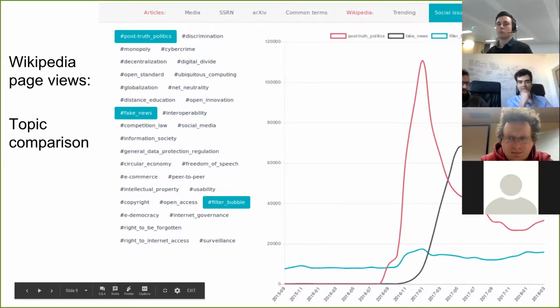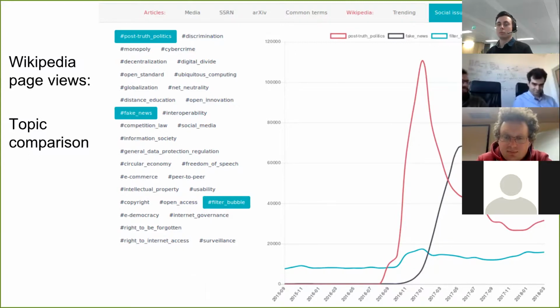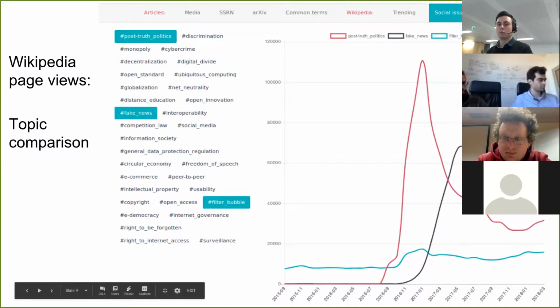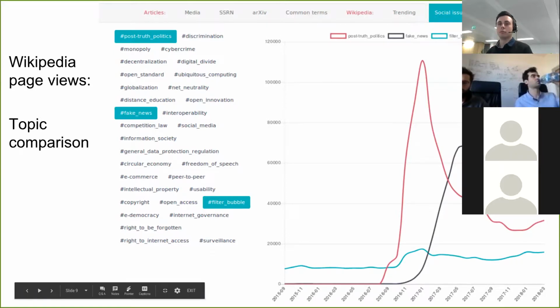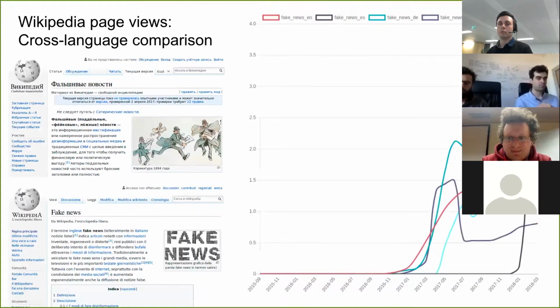But we can also see, for example, for post-truth politics or fake news, how these articles were not existing. They were created at the end of 2016 and had really high interest at that time and grew really fast, having a peak of attention, for example in post-truth politics, at the end of 2016, but it was decreasing really fast, while in the other case, for fake news, it's still increasing. We have this information also for the edits, for reverts, and some other metrics, but we can also do the comparison between the different language Wikipedias.